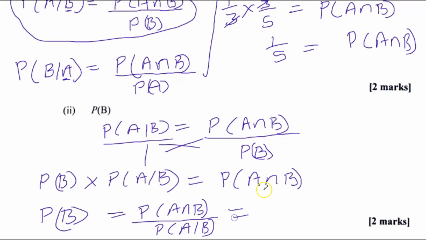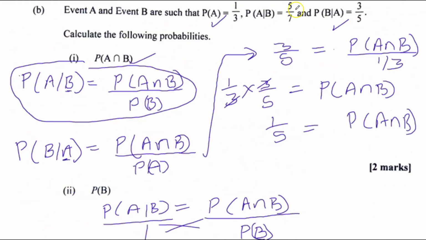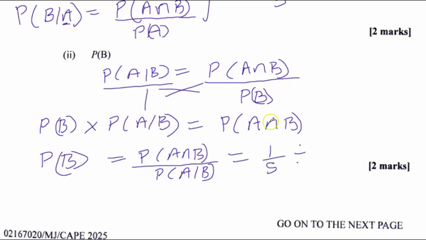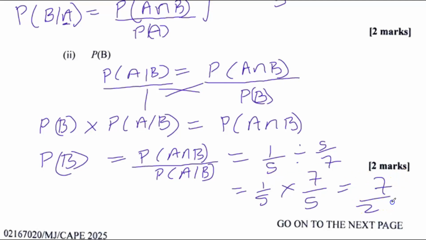So we know that the probability of A intersect B is 1/5 divided by the probability of A given B. Now earlier in the question we're given the probability of A given B, which is 5/7. So it's 1/5 divided by 5/7, which is the same as 1/5 times the reciprocal and multiply. So that would be 1 times 7 over 5 times 5. So the probability of B is 7 over 25.